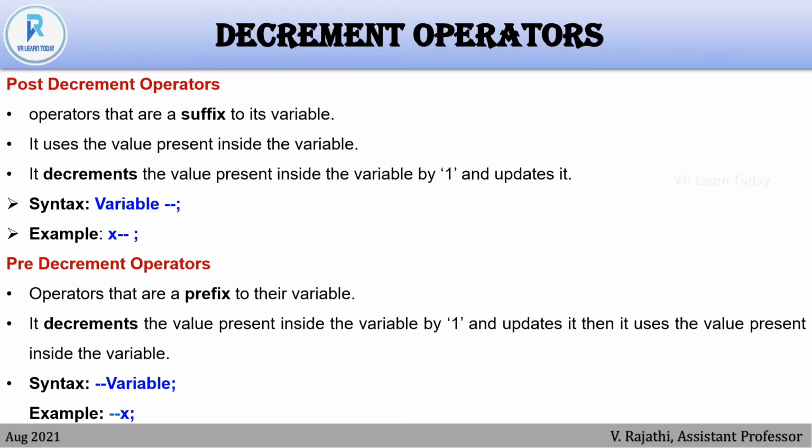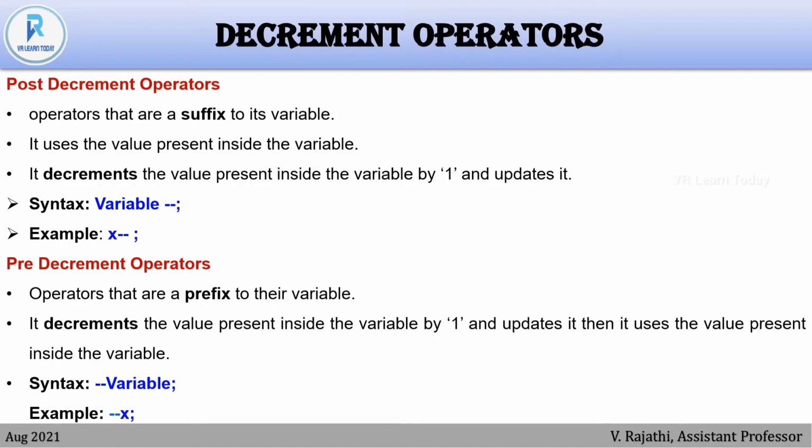So next, the post-decrement operator is an operator that is a suffix to its variable. It uses the value present inside the variable, then decrements the value present inside the variable by 1 and updates it. The syntax is variable minus minus. An example is x minus minus.